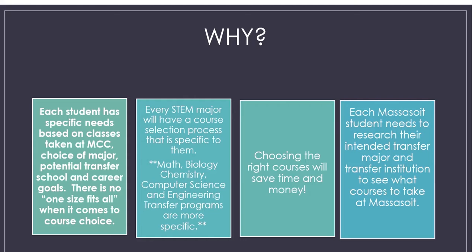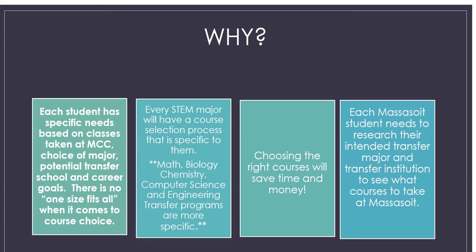Some programs, such as math, biology, chemistry, computer science, and engineering transfer programs, are more specific and provide a little bit more structured guidance. If you are currently liberal arts transfer science, or liberal arts transfer, or even liberal arts science, right, this could be a little bit more complicated. So choosing the right courses will help save you time and money.